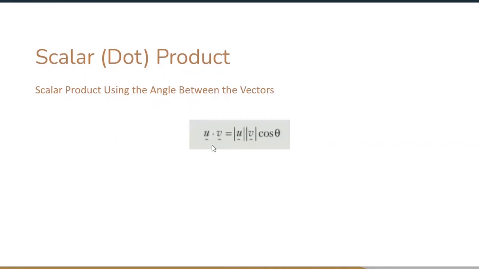But going into what I was talking about, we can also relate the dot product with the angle between the two vectors. So essentially what this equation means, if I have two vectors, u and v, and I want to find the angle between them, theta, then I can use the magnitudes of u and v and the dot product, and I can rearrange this to look something like this.